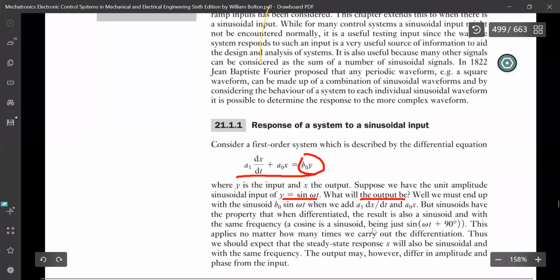The cosine is a sinusoidal, being just sine omega t. If I'm adding a sine, and my output is coming out to be in the form of a cos, again it's a sinusoidal, and again we can represent cos in terms of sine by just adding 90 degrees to this. So this applies no matter how many times we carry out the differentiation. Thus we should expect the steady state response x will also be sinusoidal. Okay.